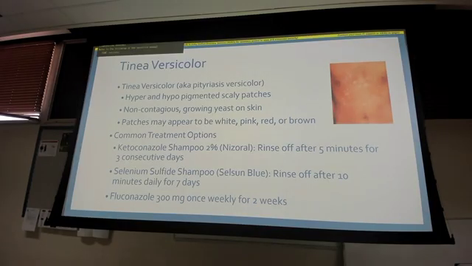For tinea versicolor, this is going to appear as hyper and hypopigmented scaly patches on our patient. They're non-contagious, and it's just yeast growing on the patient's skin. So these patches may appear either white, pink, red, or brown. And then for common treatment options, again, it's going to be potentially some topical options with ketoconazole shampoo, or we can do Selsun Blue. If they don't want to do that, they can always go to fluconazole 300 milligrams once weekly for 2 weeks for a prescription.